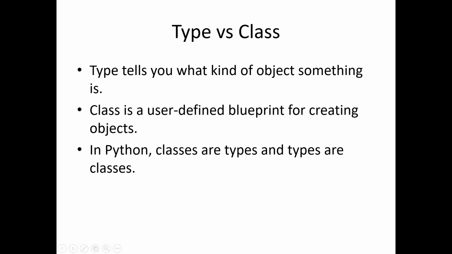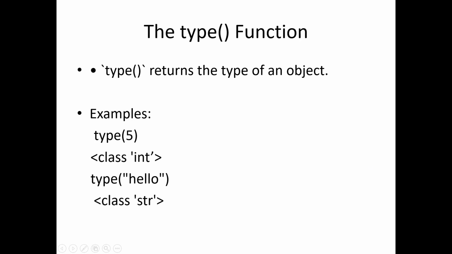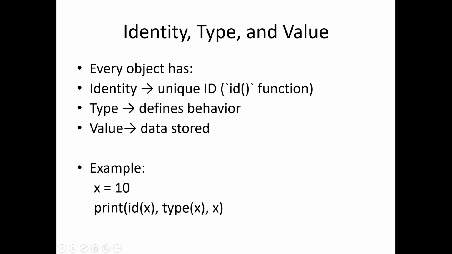So let's talk now about type versus class. The type of an object tells you what kind of object it is and what we can do with it. A class is a user-defined blueprint for creating the object. We have just seen one example for type, how we can define it and find out exactly what the type is. We saw it for an integer, and if we print hello, then it is a string.